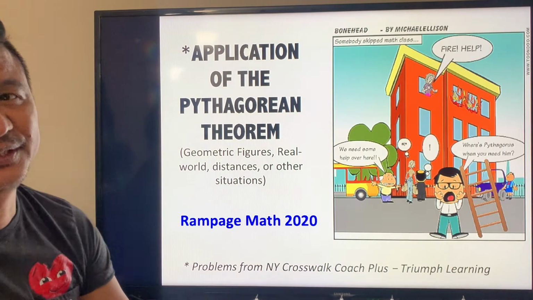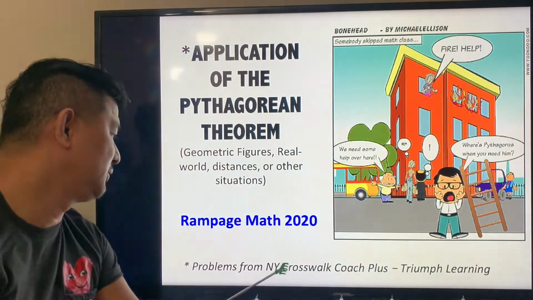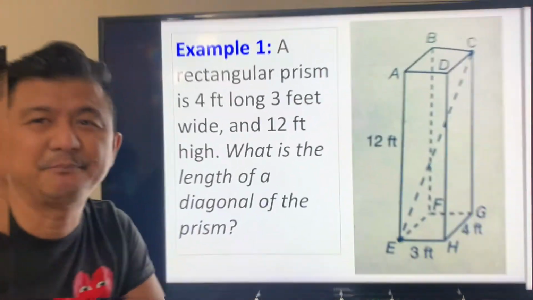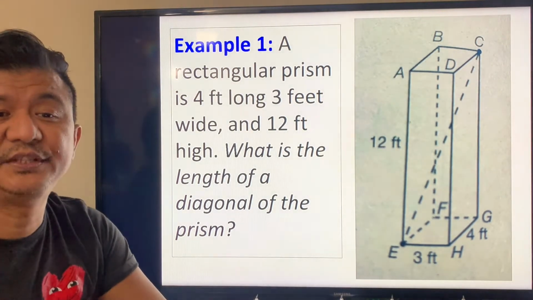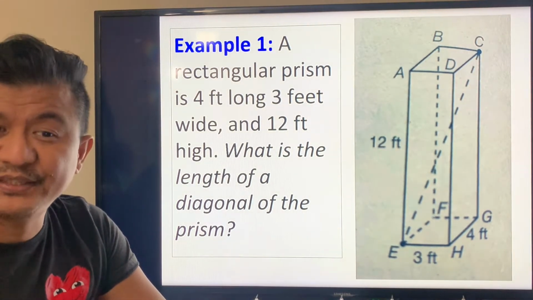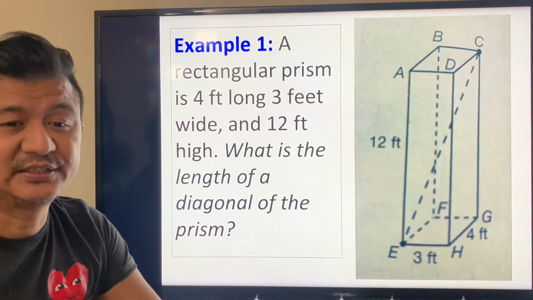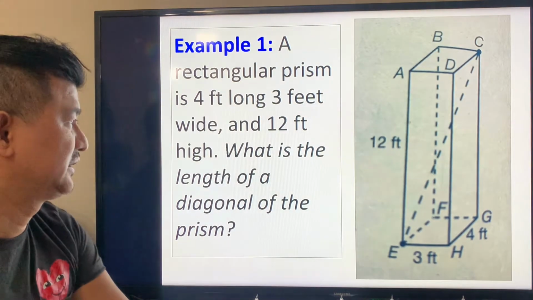Application of the Pythagorean Theorem. Problems are taken from New York Crosswalk Coach Plus from Triumph Learning. Example number 1. A rectangular prism is 4 feet long, 3 feet wide, and 12 feet high. What is the length of the diagonal of the prism?